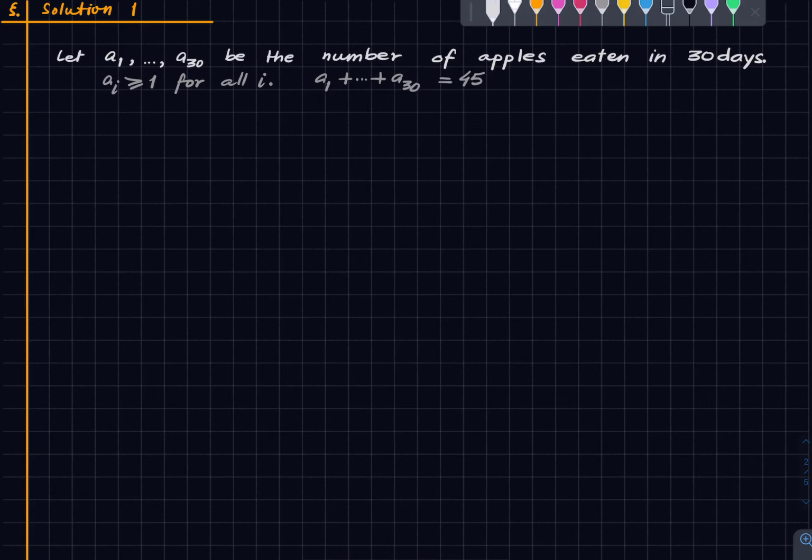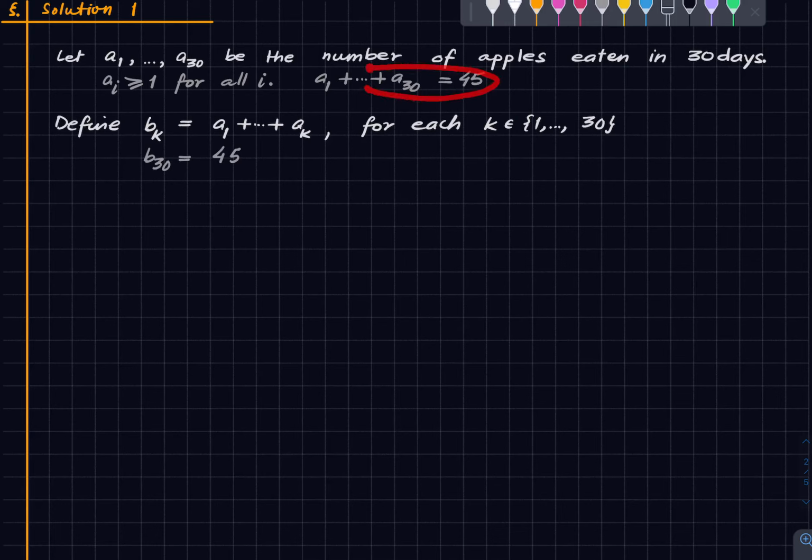Okay, define Bk as the sum of the first k Ai's. So that is Bk. And this is defined for each k in 1 to 30. Okay, so just note that B30 is 45 because B30 is the sum of all the Ai's. As we already noted, it is exactly equal to 45.